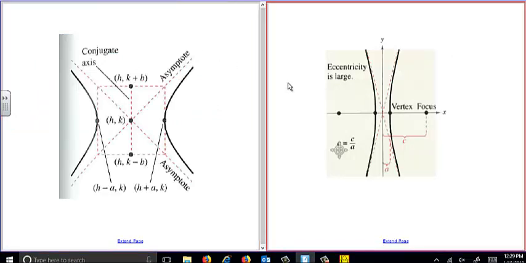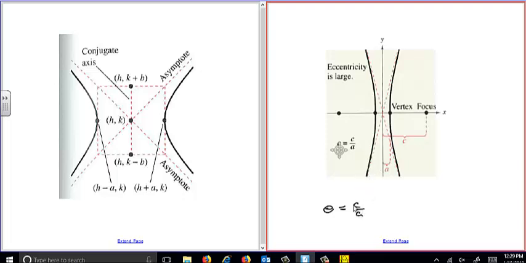The last fact we're going to talk about is eccentricity, and you define eccentricity very similarly as you did with ellipses. So it's going to be e is equal to c over a. Remember, c is the distance from the center to a focus, and a is the distance from the center to the vertex. So if this is much greater than 1, then you have a high eccentricity, and it's less symmetric.